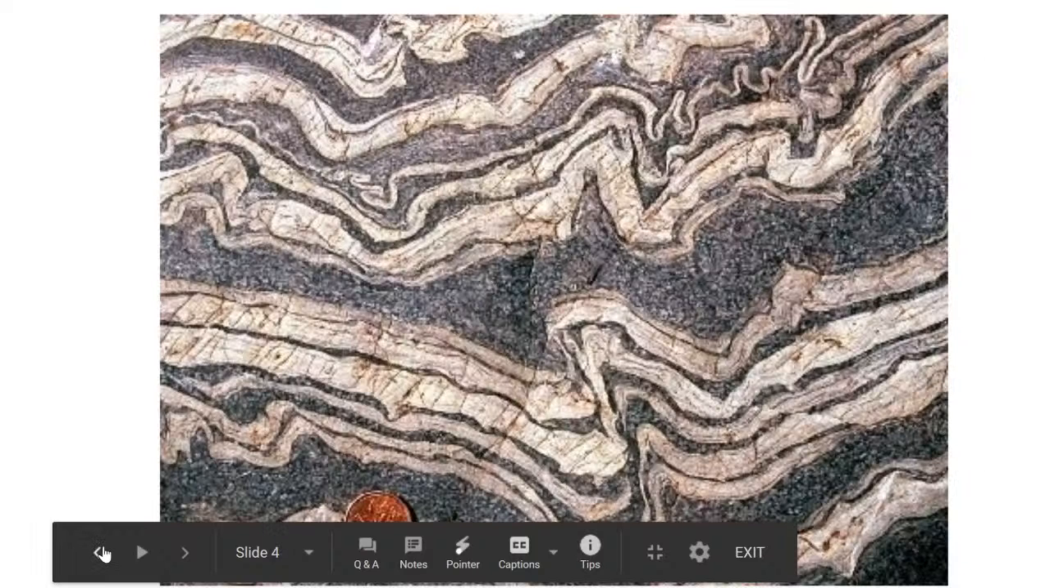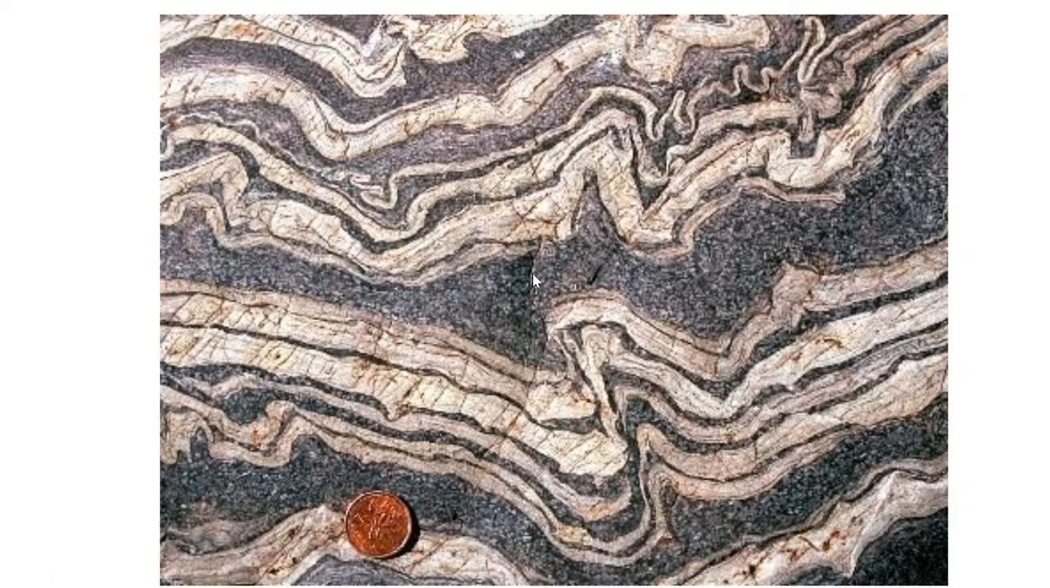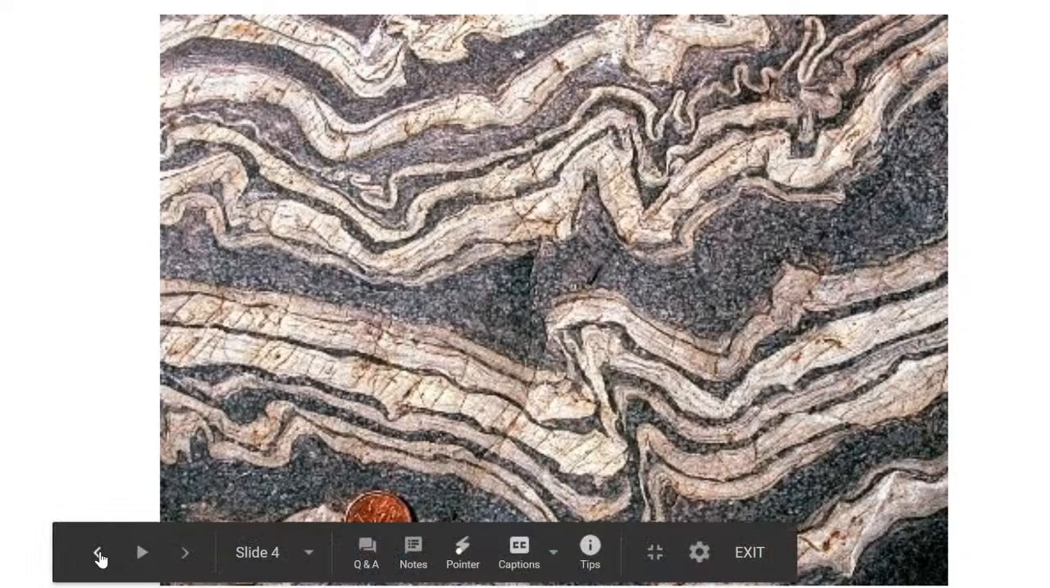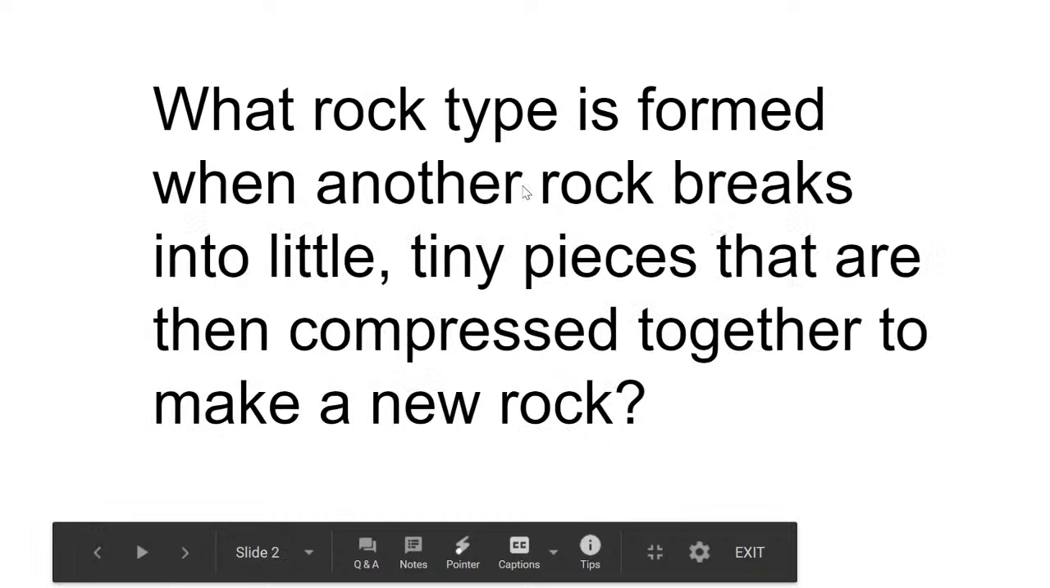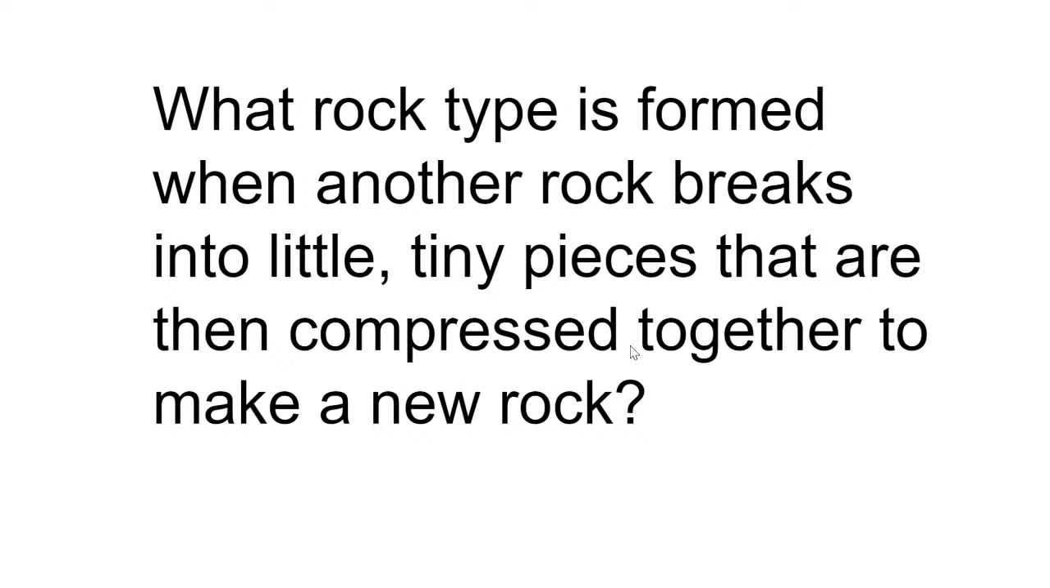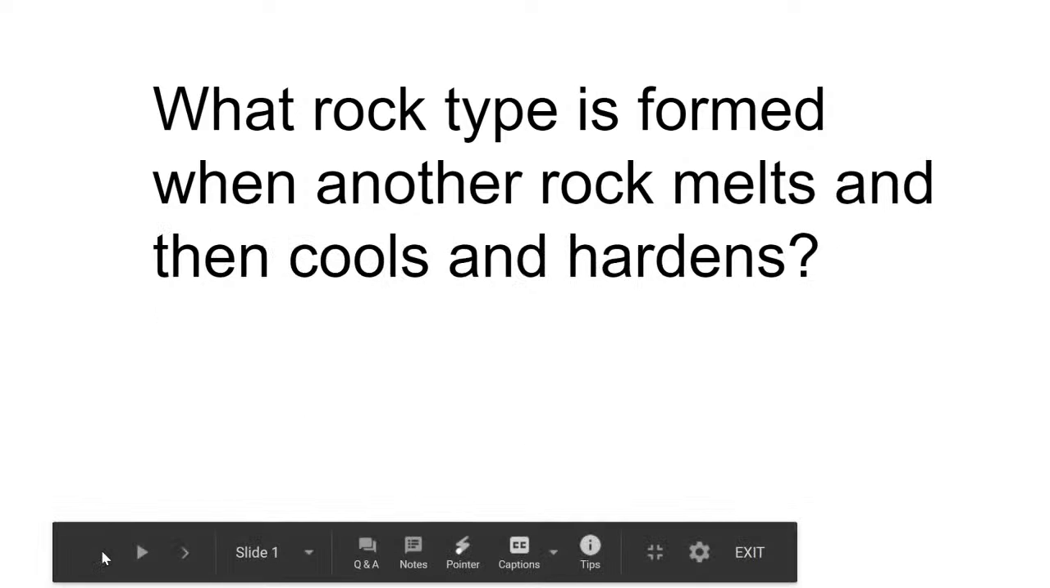This is metamorphic. It's been smashed and twisted and probably not melted. If it were melted and then cooled, it would be more uniform. All these different colors would be all mixed up into one continuous color. Which one is formed when you heat something but you don't melt it, or you smash it and twist it? Metamorphic. And you break something into little pieces and compress it? Sedimentary. So melt and harden is igneous.